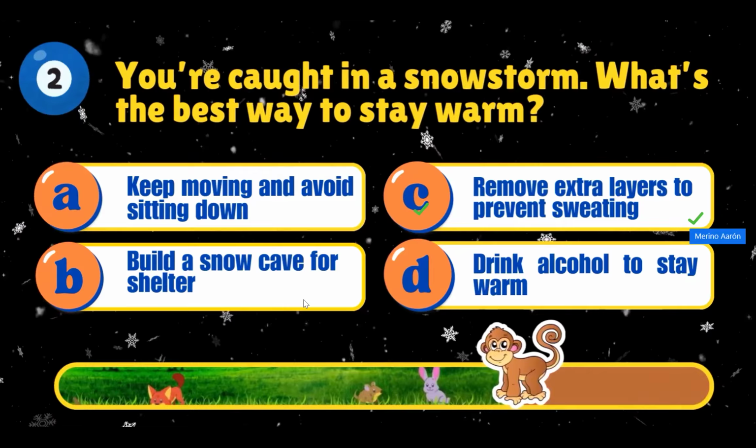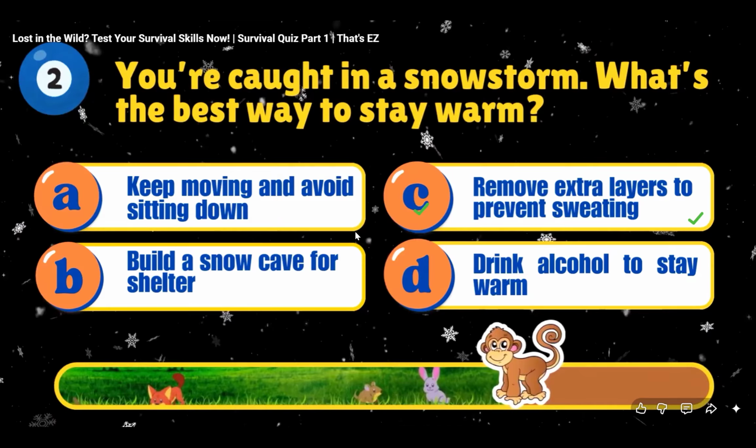All right, let's see, okay? Most of you tell me, teacher, letter C. Let's see it. The best way is letter B. A snow cave traps body heat and shields you from icy winds. All right, to build a snow cave.